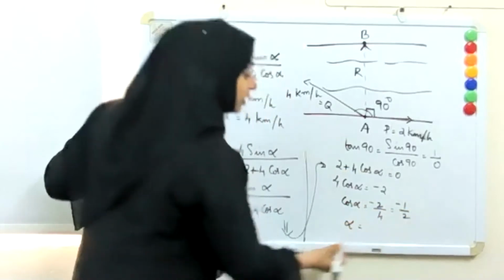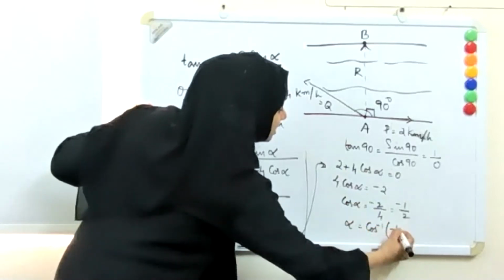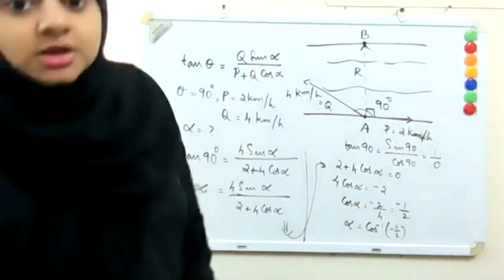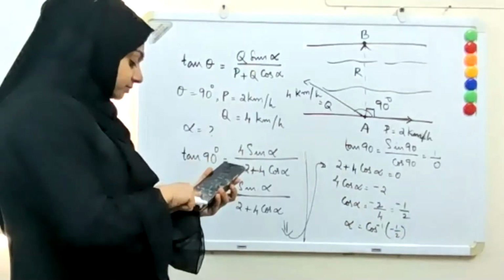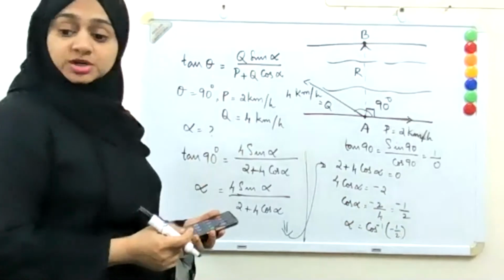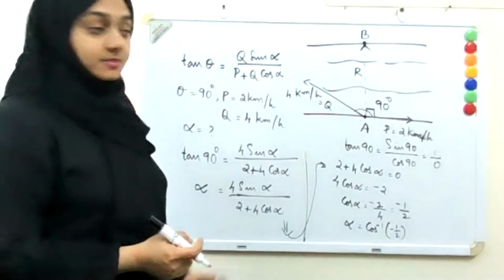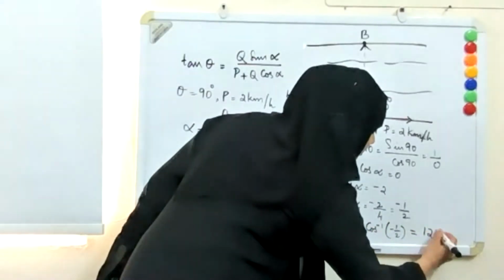So what is alpha? You can find cos inverse of minus 1 by 2 using your calculator. So try to find cos inverse of minus 1 by 2. What is that? That is equal to 120 degrees.